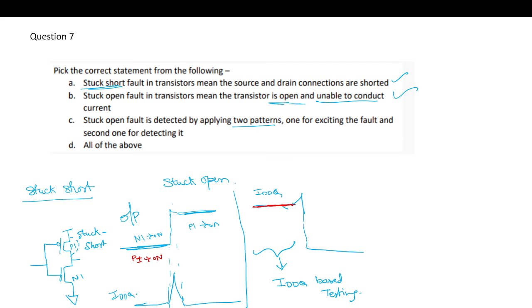Whereas if we have a transistor which is open, we need two patterns. The first vector initializes it so that we excite the fault, and the next vector detects the fault. So this is also correct. So the correct answer is all of them.